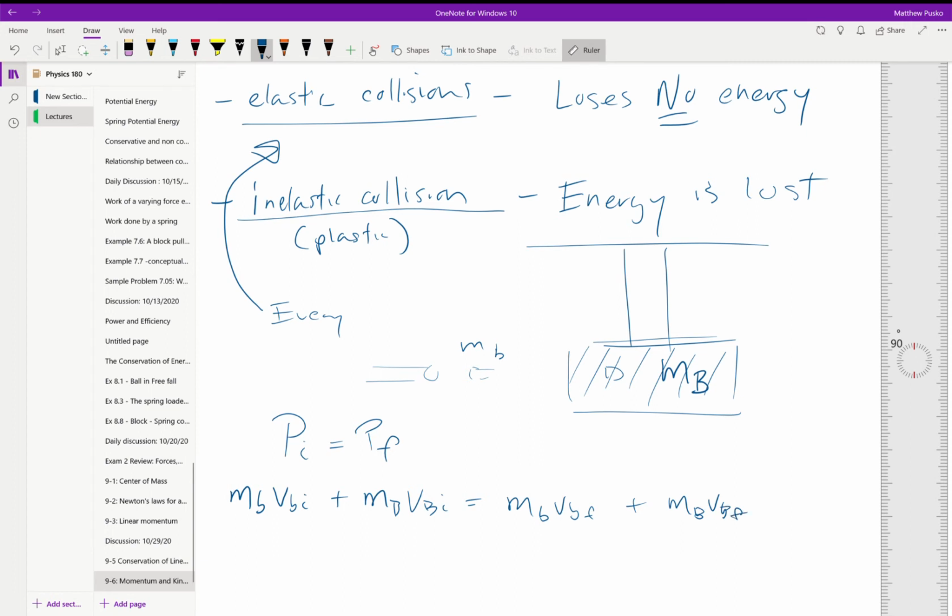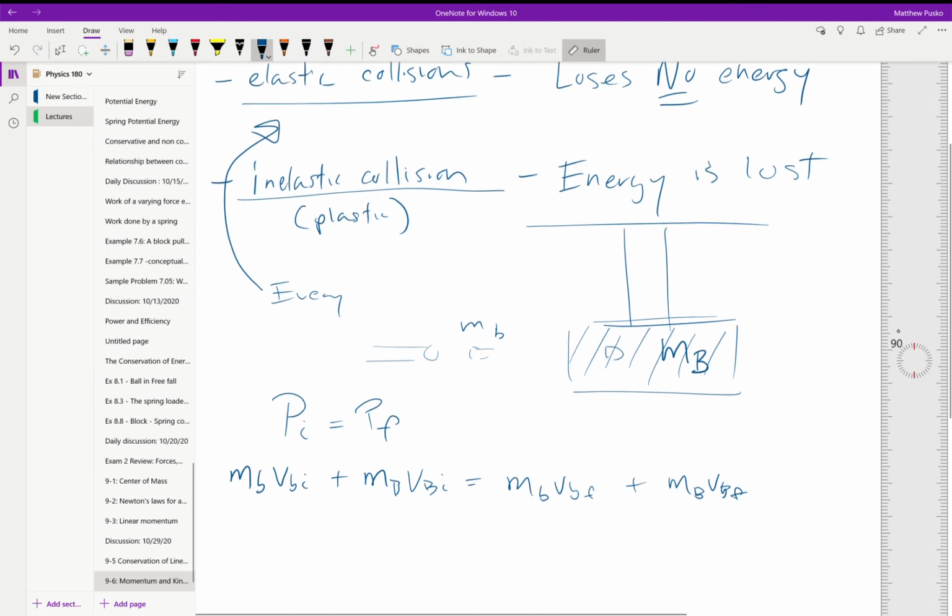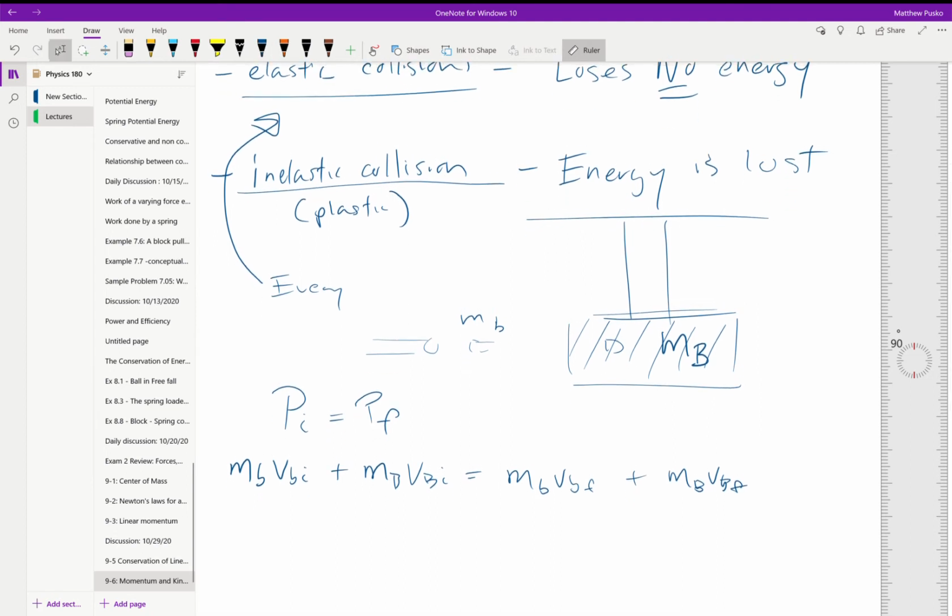Alright, that's a mouthful. So what do we have here? Momentum is conserved, and we can say that they move off together at the same velocity after the collision. What does that mean? That means that these two things are the same, and we can just call it some V final.